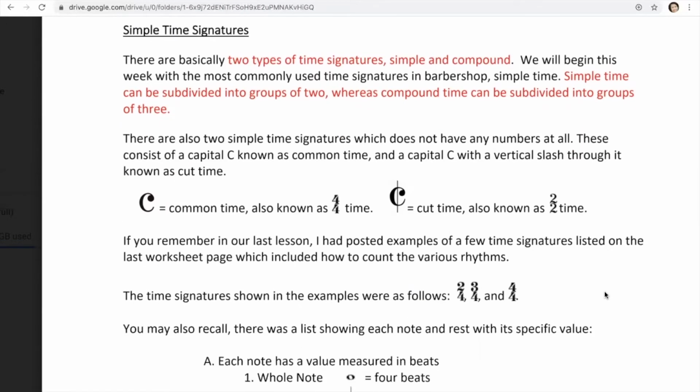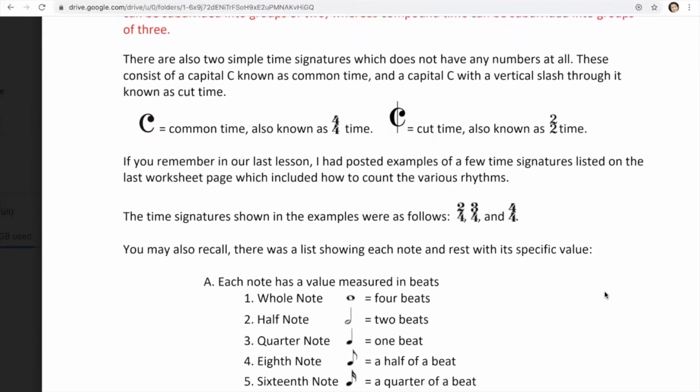There are also two simple time signatures which do not have any numbers at all. These consist of a capital C, known as common time, and a capital C with a vertical slash through it, also known as cut time. Common time is also known as 4/4 time. And cut time literally cuts the values in half, which has this here as 2/2 time.